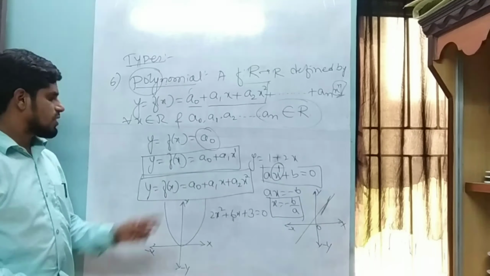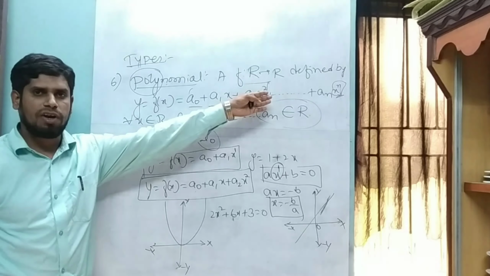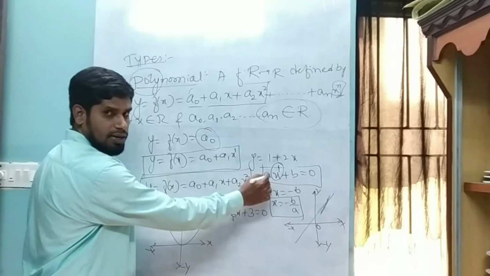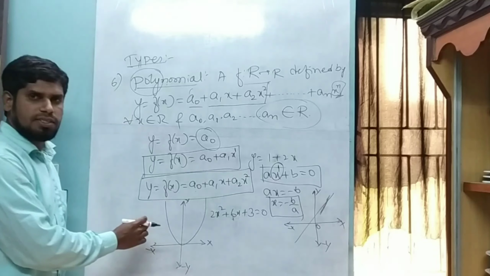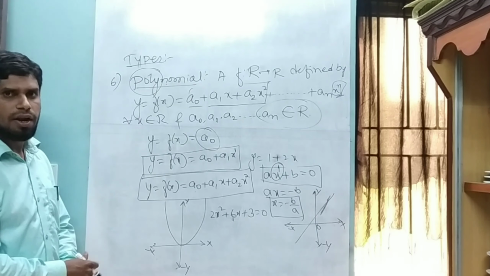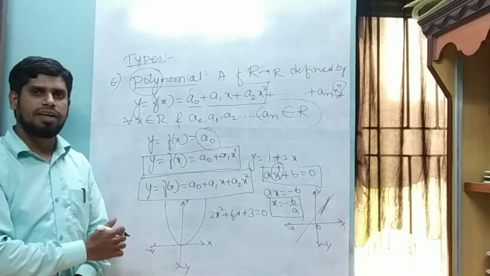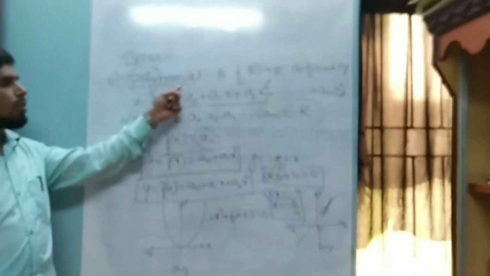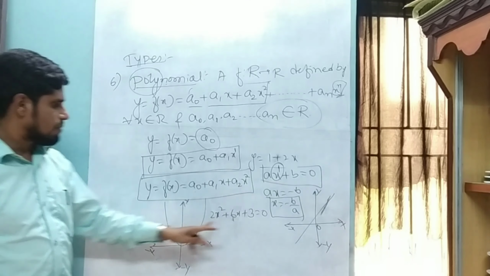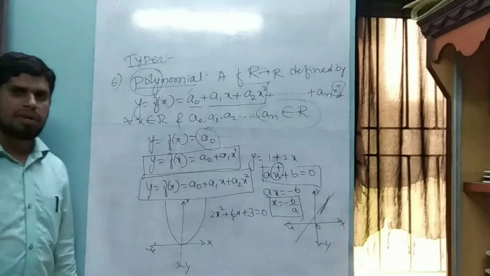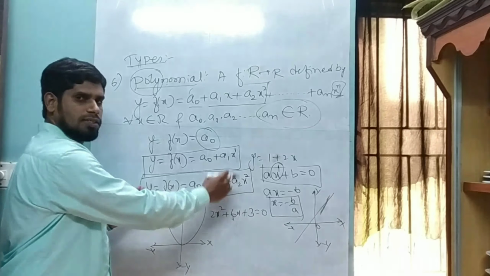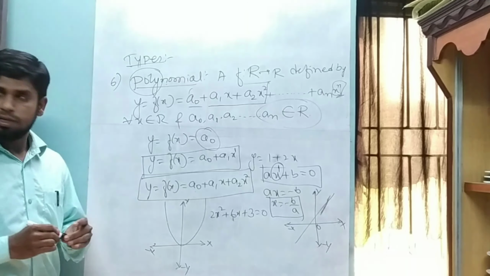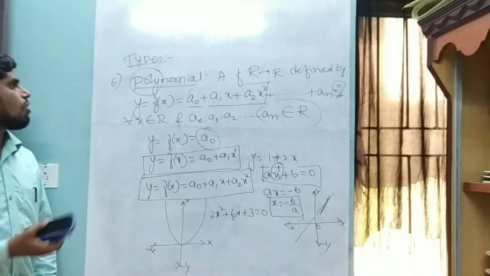This kind of function, these are examples of a polynomial function. If I take the next term, that is a3 x power 3, then we can call that a cubic equation or a polynomial function of degree 3. So students, this is about the polynomial function, and these are some graphs of this. As the polynomial degree changes, the graph will also change. Right, you have studied this in lower classes.